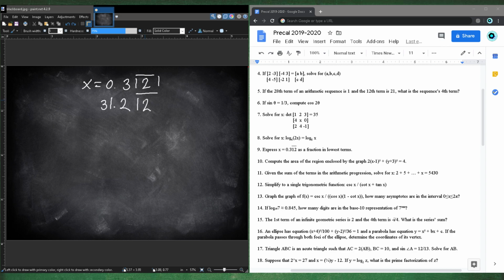Etc. So how many places did we move? Well, we moved from here to down here, right? So we moved 2 places. So we're multiplying by 100.